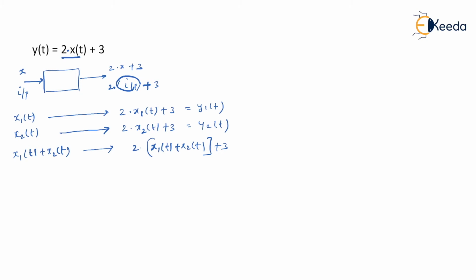Is that right? But you know that by additivity principle, x1 of t plus x2 of t must produce y1 of t plus y2 of t. And from equation 1 and equation 2, you can see what is y1 of t and y2 of t, and by observation you will come to know that these two are not equal. If you calculate y1 of t plus y2 of t, you can take 2 common, what remains inside is x1 of t plus x2 of t, and 3 plus 3 becomes 6. So as you can see, additivity principle is not satisfied here, therefore system is non-linear.